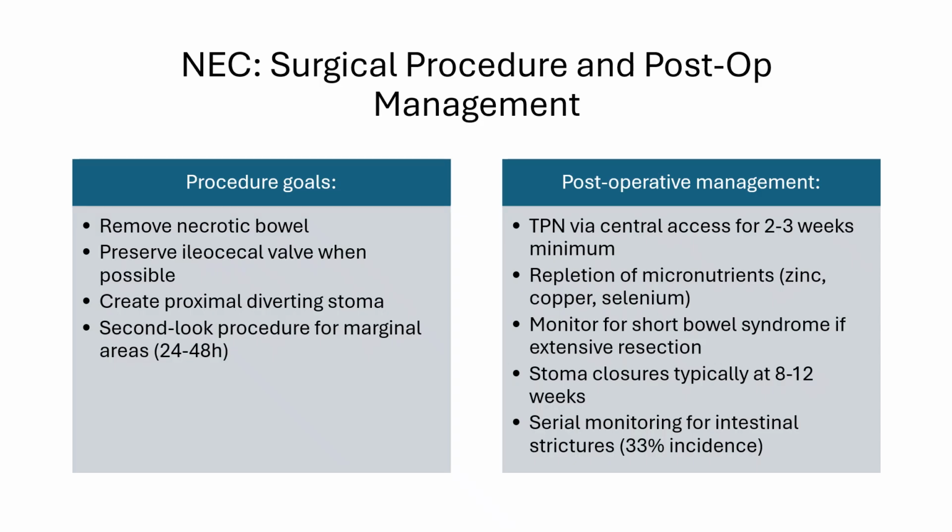These infants require TPN through central access for 2 to 3 weeks minimum because the surgical stress, ongoing inflammation, and prolonged ileus prevent enteral nutrition. Micronutrient repletion becomes crucial. Zinc for wound healing, copper for immune function, and selenium for antioxidant protection. Monitoring for short bowel syndrome becomes essential. When extensive resection occurs, these infants face prolonged TPN dependence and potential complications, including cholestasis and growth failure.